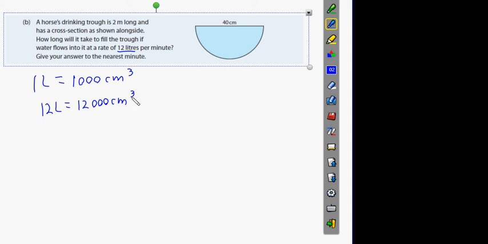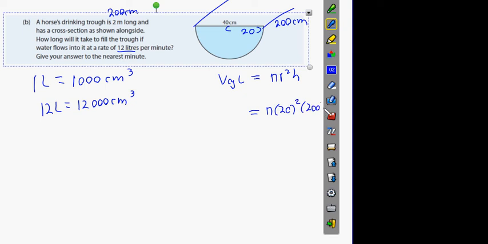In fact, the trough is basically half a cylinder. So if we get the volume of a cylinder and halve it, we can figure out the volume of the trough. Now it's 2 meters long and 2 meters is 200 centimeters. So we're going to find the volume of the cylinder and halve it because it's half a cylinder. The radius is going to be 20 because it's half of 40.